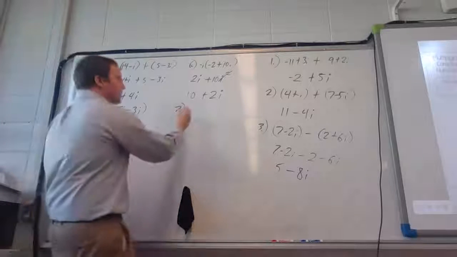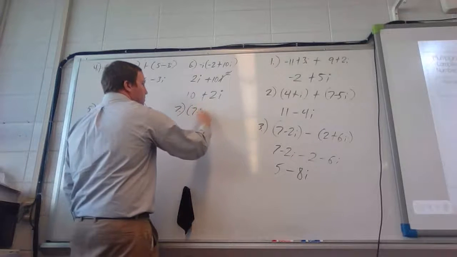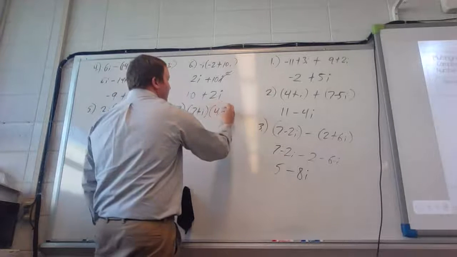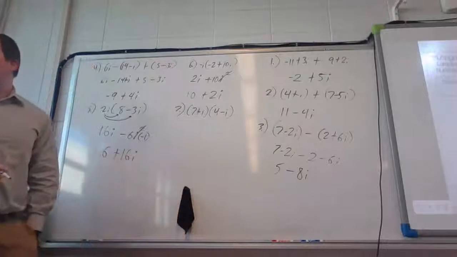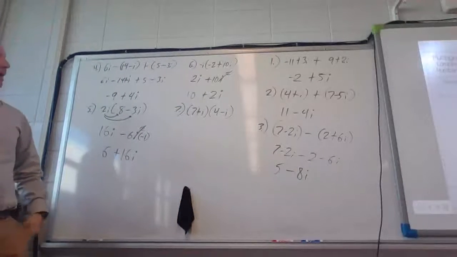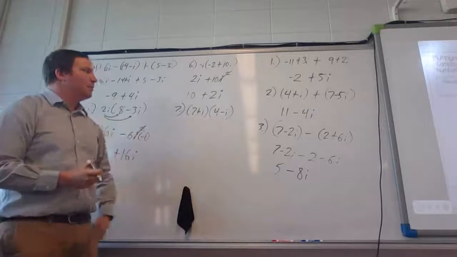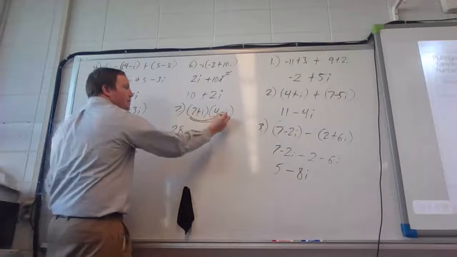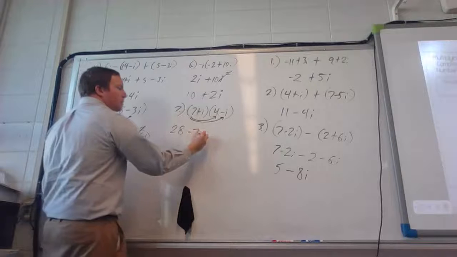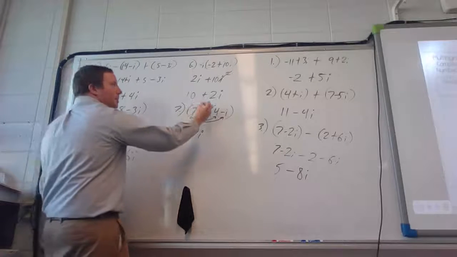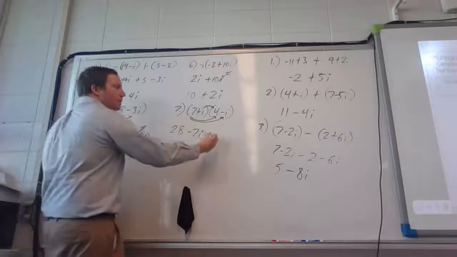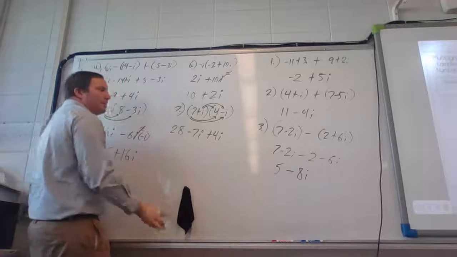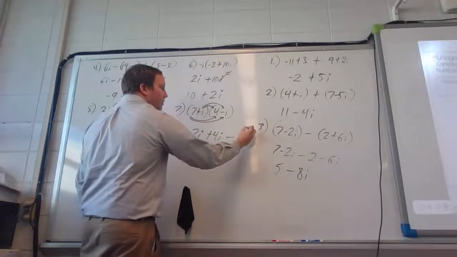Number 7, we got 7 plus i times 4 minus i. So in this case, we have a binomial times a binomial. So we have to then FOIL it out. So we got 7 times 4, 28. 7 times -i, -7i. And i times 4 gives us a positive 4i. And i times a -i gives us -i squared.